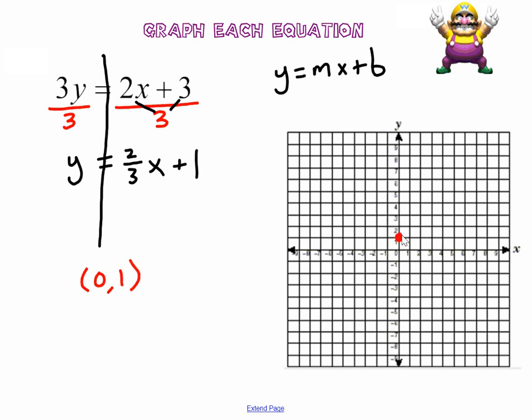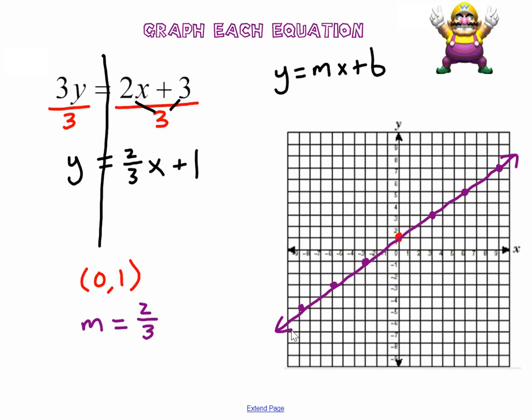And my slope in this case is 2/3. That tells me I'm going to rise 2 and run 3. So I'm going to rise 2, run 3. Rise 2, run 3. I can do that same pattern backwards. Then I'm going to go ahead and draw a nice straight purple line using my straight edge. And I should be good to go there.